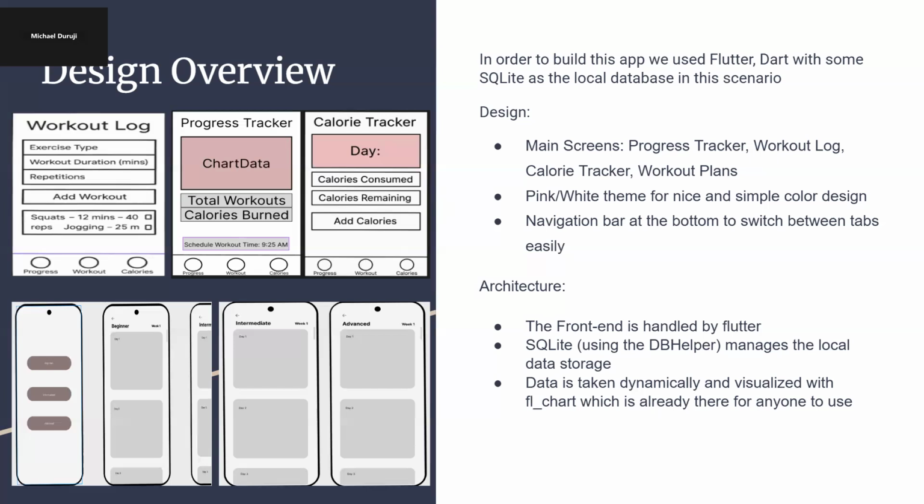And then Michael came up with the plan to do the navigation bar at the bottom, which is a very good idea to easily transition between tabs and different preset workouts. And then we've got our architecture here, which is the front end, handled by Flutter, and SQLite, which we're using for our local data storage. I created a Dart script called a database helper, which uses different functions and methods to help us control our data.